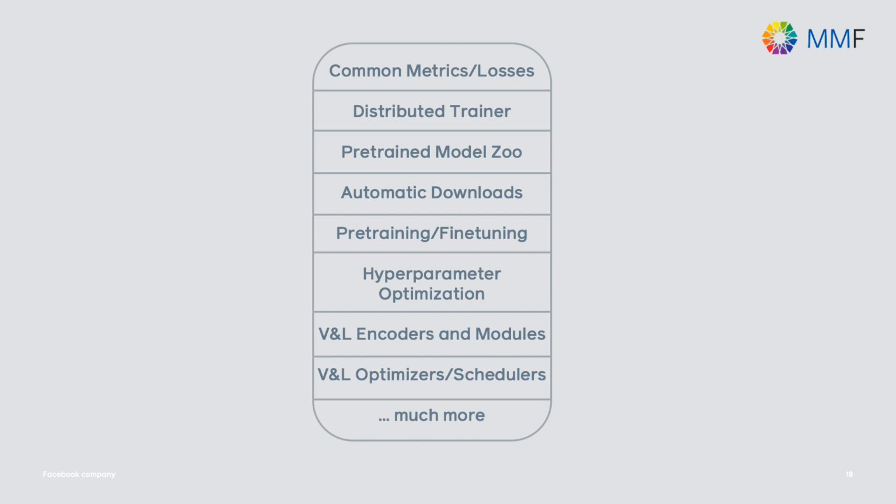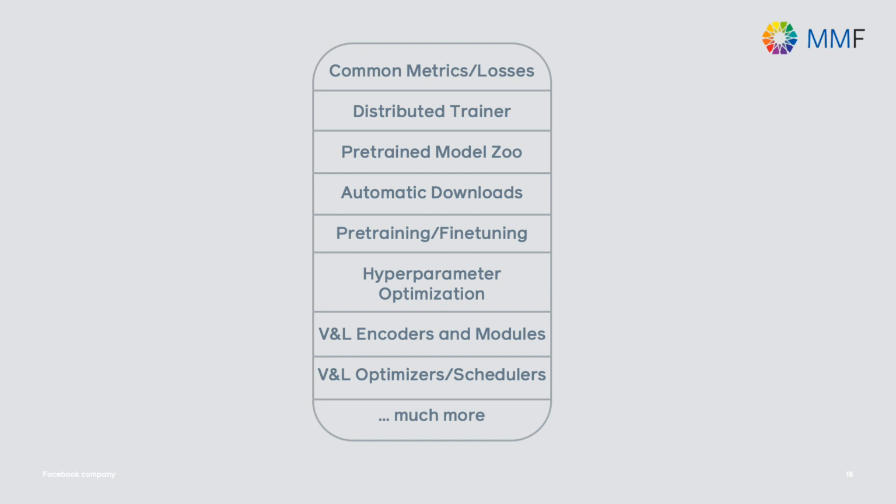We provide automatic downloads for the dataset. We run the command, the dataset is automatically downloaded for you, and then you can go on with your main thing. We also provide pre-training and fine-tuning approaches. You can pre-train a model, then take specific parts from that model and fine-tune them. Then you can do hyperparameter optimizations. You can launch large sweeps and it's very configurable.